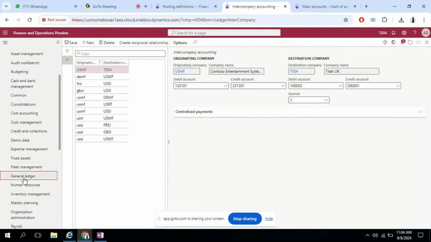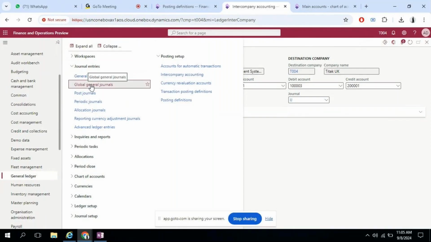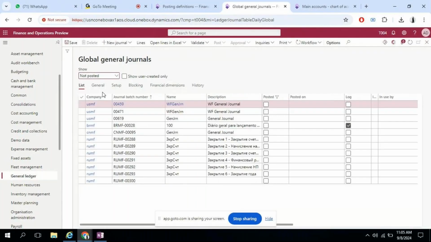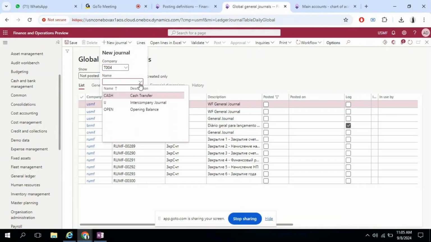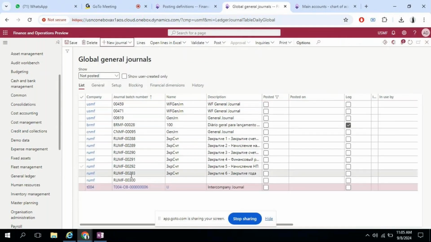You will go to the general ledger module. There is general journals. There is a global general journal. Global general journal is utilized for intercompany posting. Okay, over here you will create a new journal. Over here, the new journal will be created in USMF or it will be created in T004. I want to create it in T004. So I change it. What is the name of the journal? The name of the journal will be intercompany journal. You will click on OK button and my T004 intercompany journal is created.